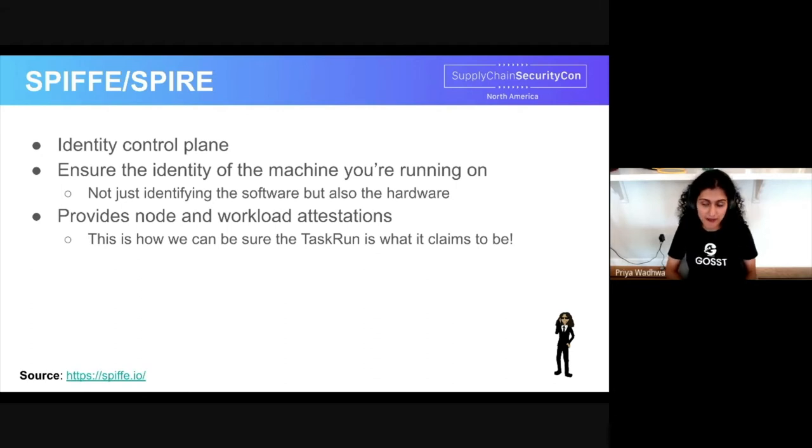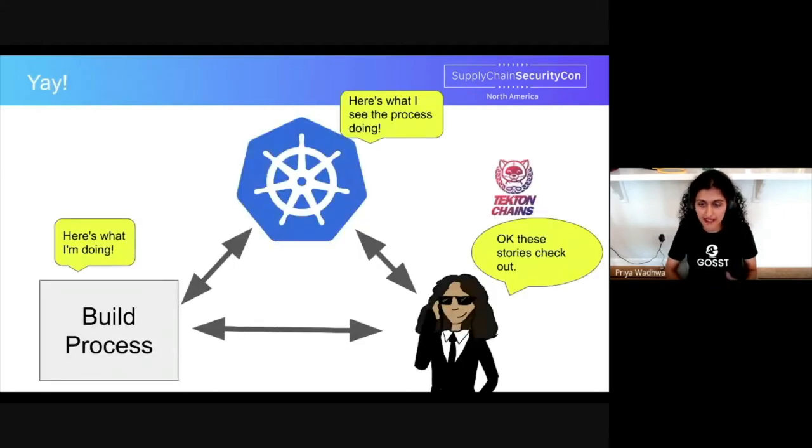So with SPIRE, we can be sure that a task run is what it claims to be. And this basically eliminates the need to trust the task run in and of itself. So at this point, we have kind of a more secure system on our Kubernetes cluster.